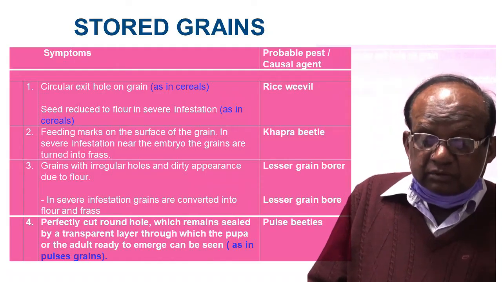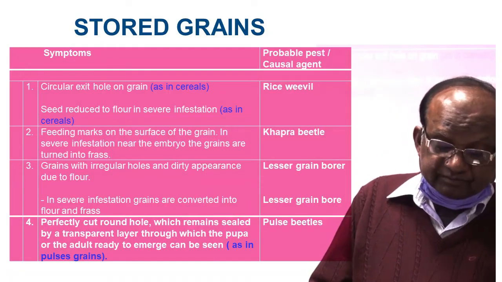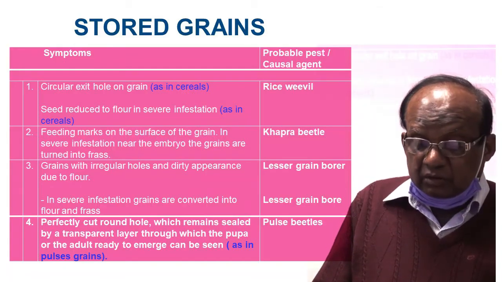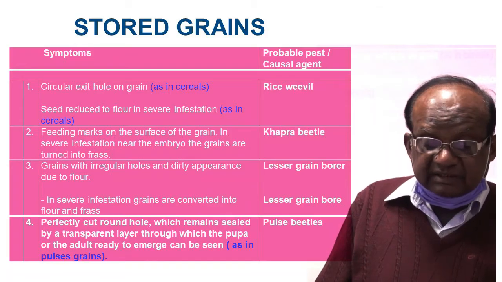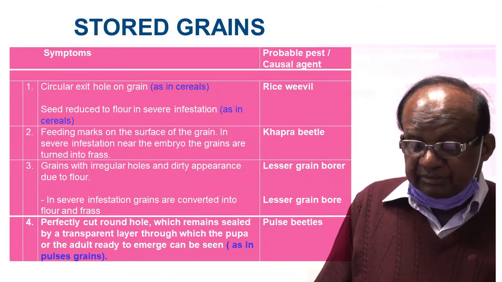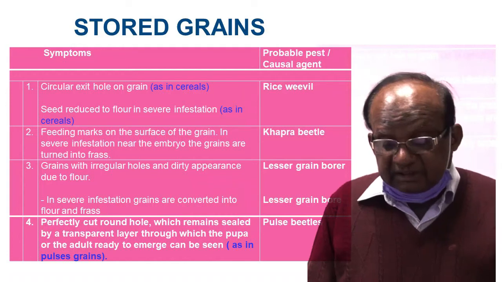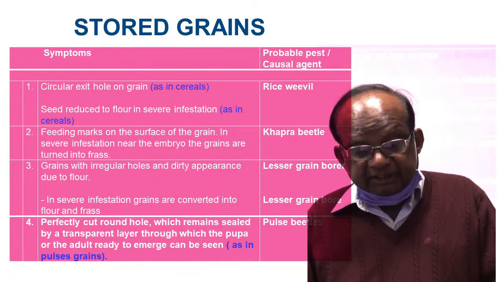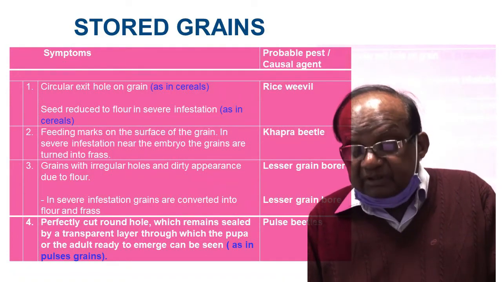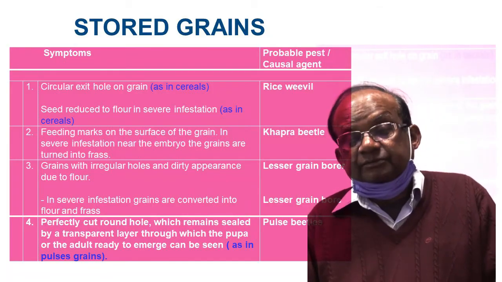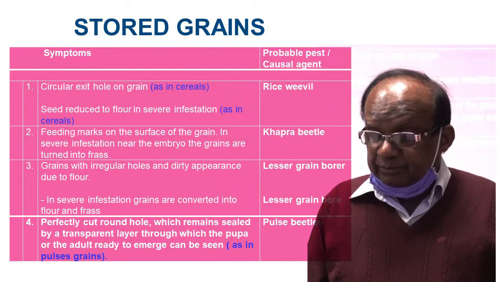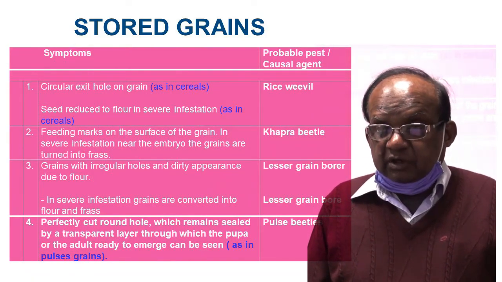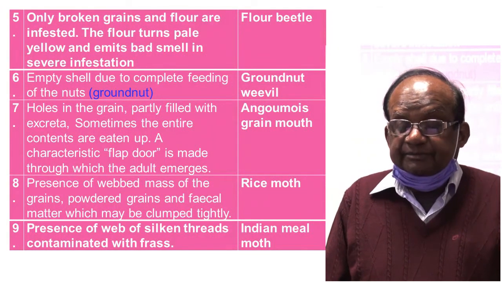Then come to pulse grain. If perfectly cut round holes are present on the grain of pulses, which remain sealed by a transparent layer through which the pupa or the adult ready to emerge can be seen, this indicates the attack of pulse beetle in the godown of pulse grain. And pulse beetle is the most injurious pest in godown for pulse grains.